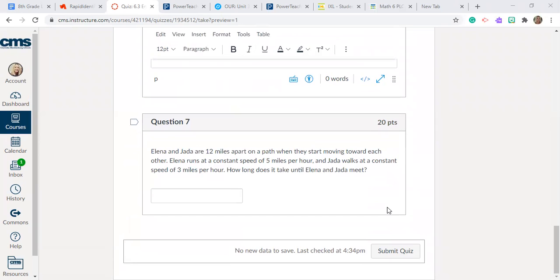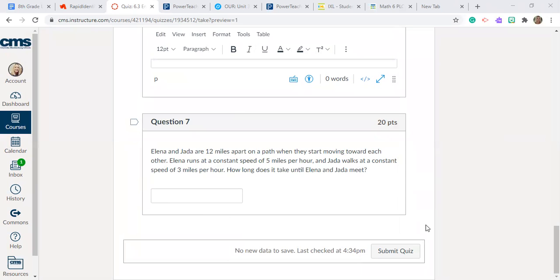Elena and Jada are 12 miles apart on a path when they start moving toward each other. Elena runs at a constant speed of 5 miles per hour, and Jada walks at a constant speed of 3 miles per hour. How long does it take until Elena and Jada meet? So again, you're going to want to use your number line strategy here, putting Jada at one end and Elena on the other, moving towards each other.